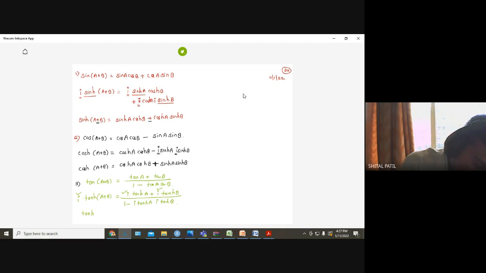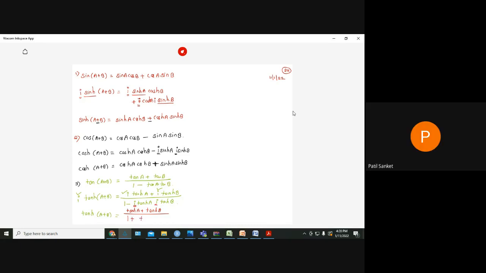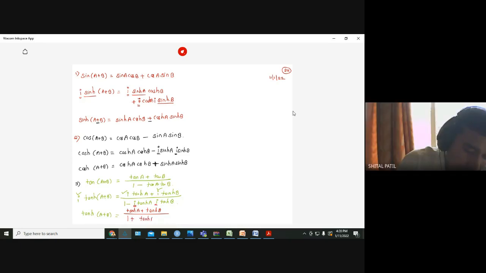Tan hyperbolic of (A plus B) equal to tan hyperbolic of A plus tan hyperbolic of B divided by 1 minus, now this I and this I square is minus 1, so plus tan hyperbolic of A tan hyperbolic of B. Hope you are getting this.